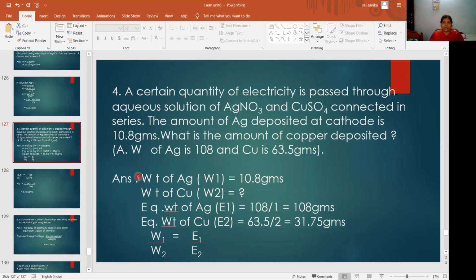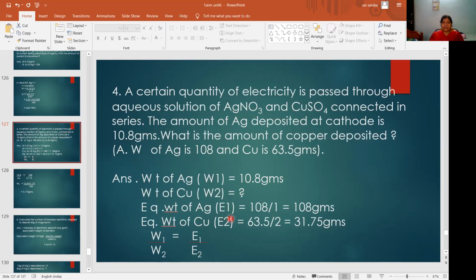So write down the given data. Weight of silver is 10.8 grams. Weight of copper you have to find out. W2 you don't know. Then you have to find out the equivalent weights. If you know the valency: AgNO3, Ag plus NO3 minus, its valency is 1. Copper sulfate is split as Cu plus 2 and SO4 minus 2. So what is the charge present on copper? 2. So its valency is 2. The atomic weight he has given, so you have to calculate the equivalent weights.